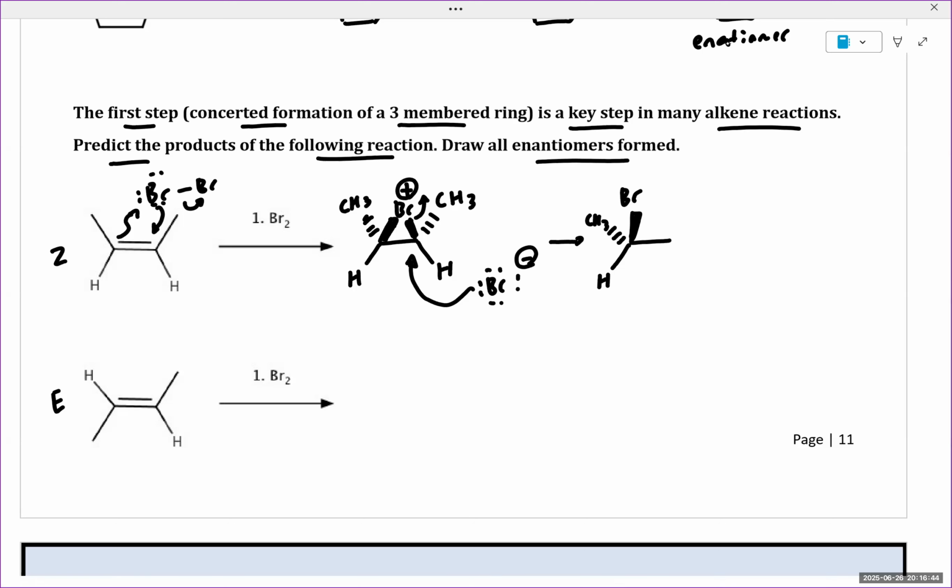So let's draw this first without dash wedge, just to see what's happening here. As we can see, the two bromine atoms are on opposite faces of our molecule. We can draw that out if we keep the carbon chain just as is, with one of the bromine atoms with a wedge, the other bromine atom with a dash. You also observe the enantiomer in this case.